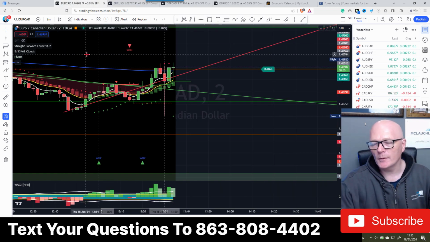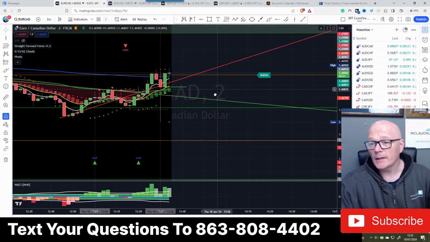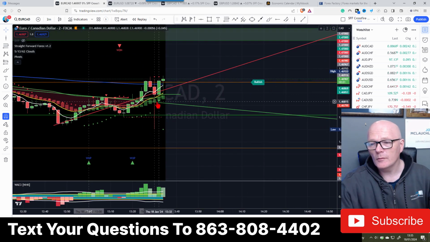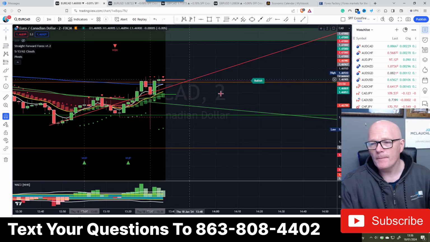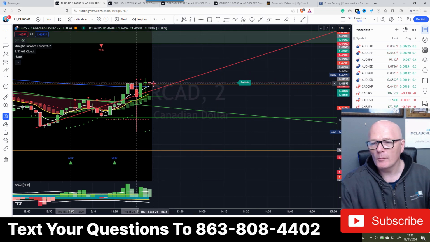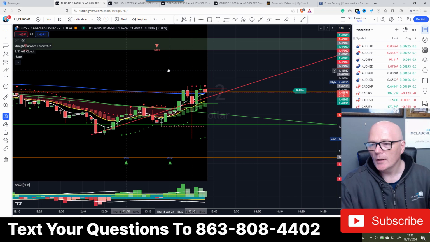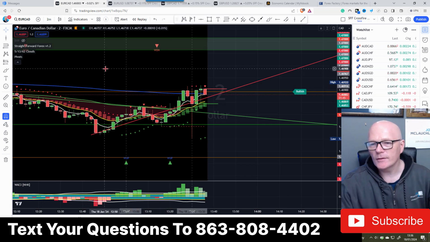Right, EuroCAD. What are we doing now? EuroCAD has gone above the green trend line. It's gone above the pivot line. So the pivot line could be providing some form of, no, it's still in resistance because it's gone past it.